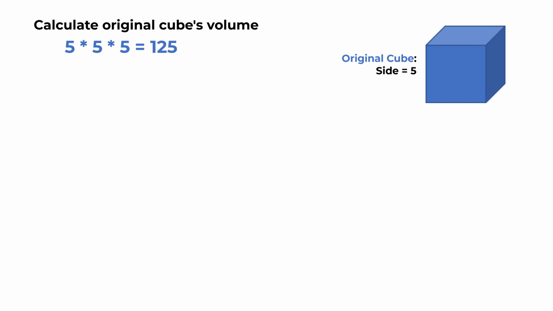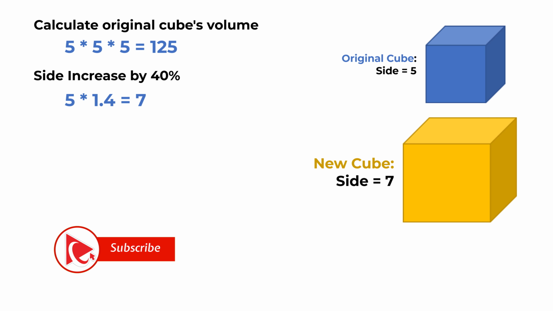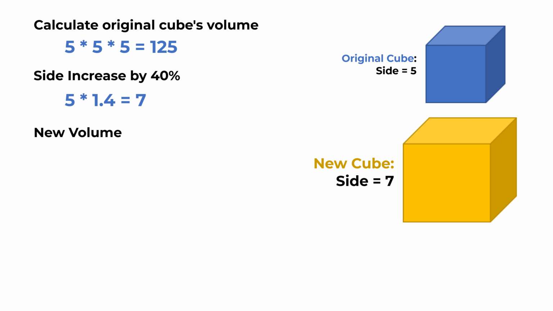Now let's increase the side of the cube by 40%. 5 multiplied by 1.4 equals 7, which means that the new cube's volume would be calculated as 7 multiplied by 7 multiplied by 7, and the end result will be 343.